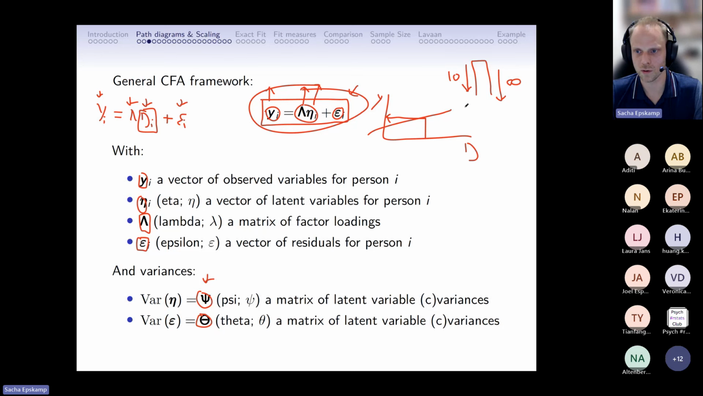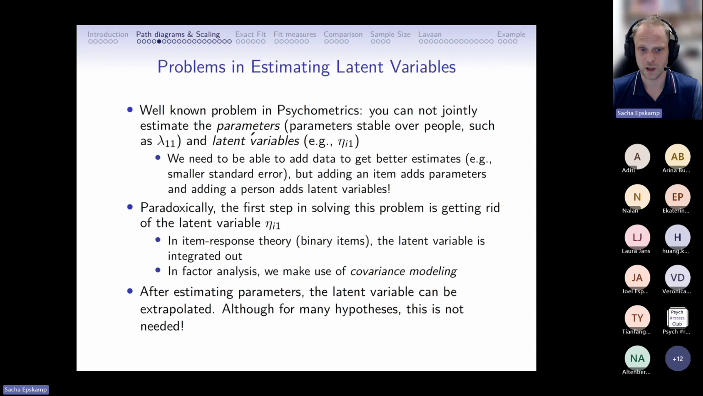Every time we add a row, we make our life more complicated because we have to add a latent variable. Every time we add a variable, we make our life more complicated also because we have to add a residual variable, and we have to add a parameter, a factor loading, for example, for that variable. So if we add rows, data, we make our life complicated. If we add columns, we make our life complicated. That's a really problematic thing in psychometrics. We have to estimate parameters and latent variables. We cannot do it jointly. We cannot do it at the same time.